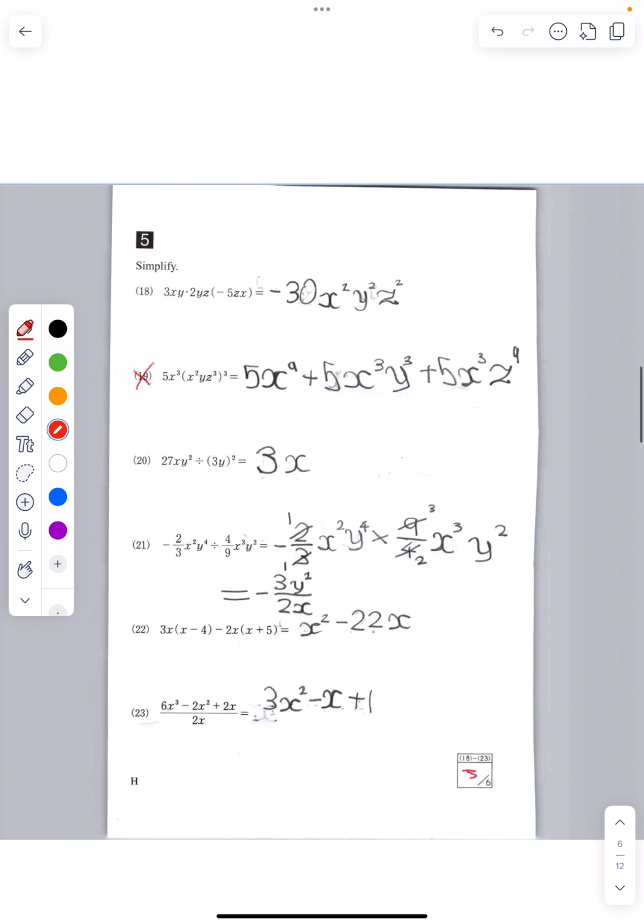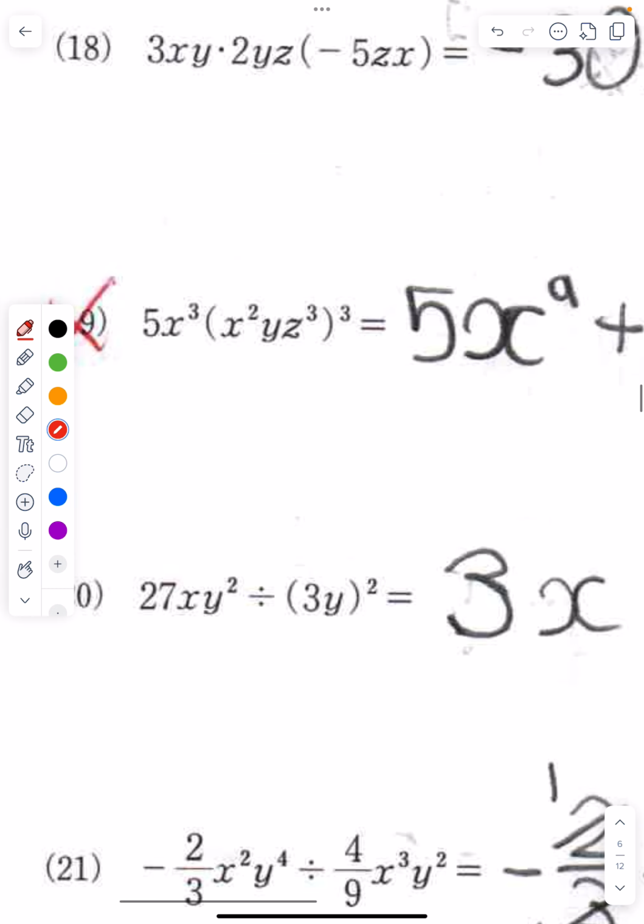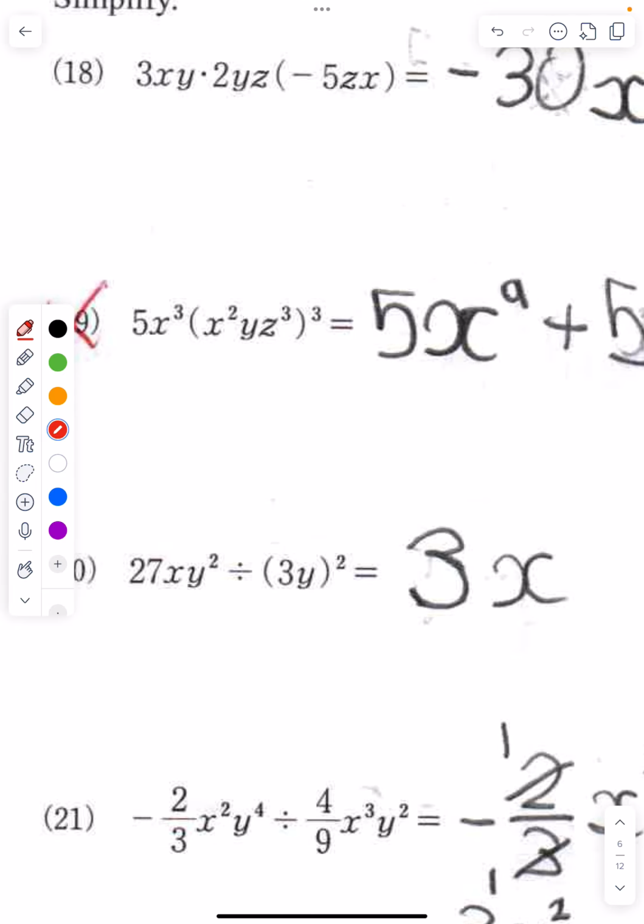Let's move on to the next one. Question number 19. Okay, so in order for us to do this question, we have to understand the sequence of our operation. When I say sequence, it means which part do we calculate first? Do we calculate this first?